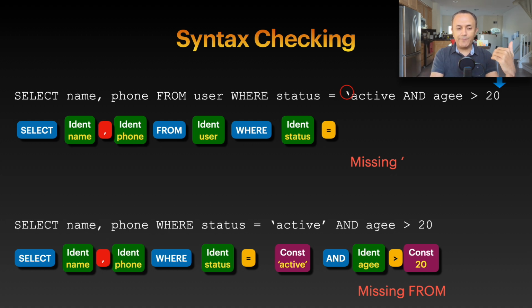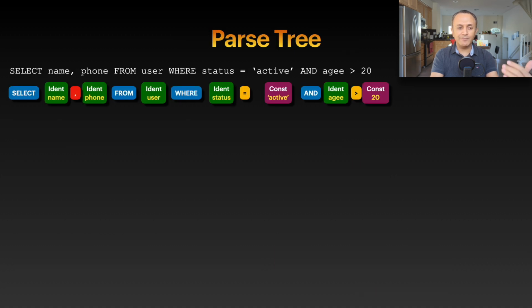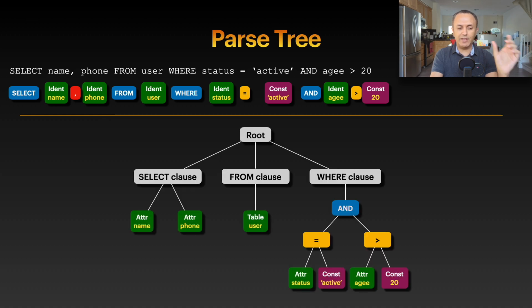Once it has finished this parsing and got all the tokens and there's no syntax errors, it takes that sequence of tokens and creates a parse tree. So a parse tree is basically just trying to have a tree that represents the query, the different parts of the query. So again, we're adding more meaning to what we have so far. So now we're going to have this tree. We have the select clause, we have the from clause, we have the where clause.